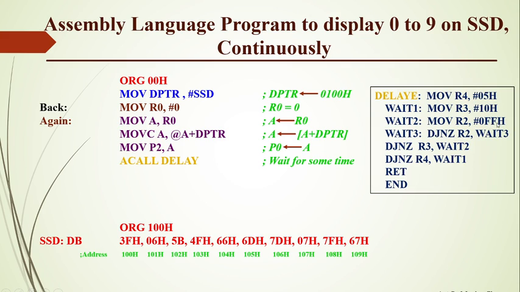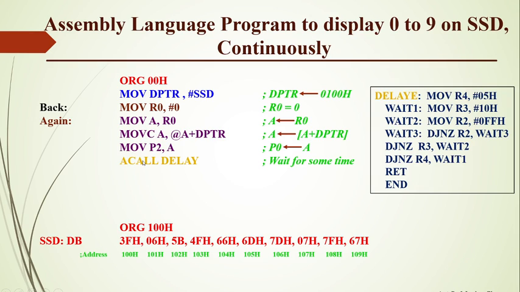Now the next instruction is DJNZ R4. Here the content of R4 is 5H, so it will be decremented, and if it is not 0, it will go to this label wait 1 where R3 is loaded. In this way the delay will be generated. After execution of the RET instruction, it will come back to the next location, that is here.